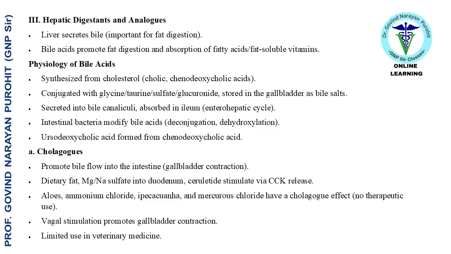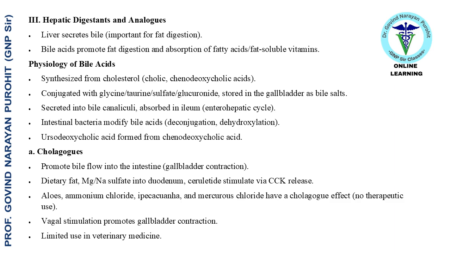The liver secretes bile, important for fat digestion. Bile acids promote fat digestion and absorption of fatty acids and fat-soluble vitamins. Physiology of bile acids: synthesized from cholesterol as cholic and chenodeoxycholic acids. Conjugated with glycine, taurine, sulfate, or glucuronide, stored in the gallbladder as bile salts. Secreted into bile canaliculi, absorbed in the ileum, enterohepatic cycle. Intestinal bacteria modify bile acids by deconjugation and dehydroxylation. Ursodeoxycholic acid is formed from chenodeoxycholic acid.